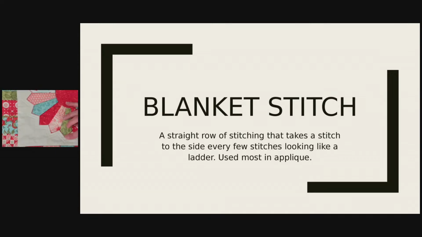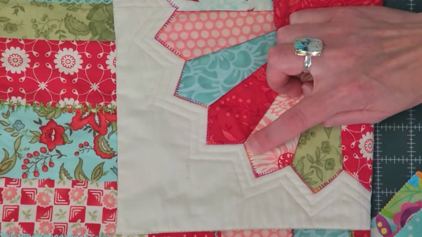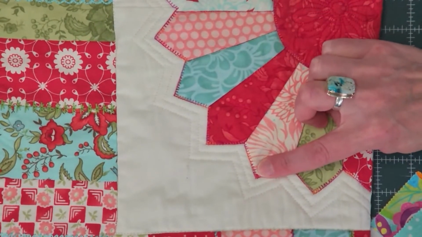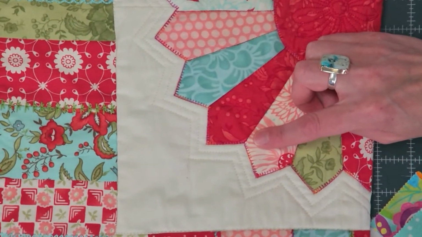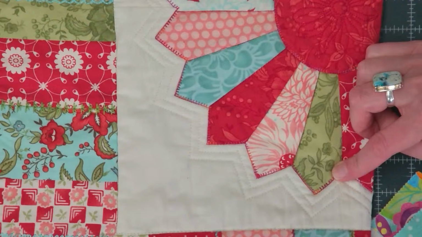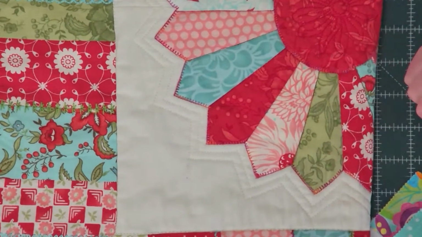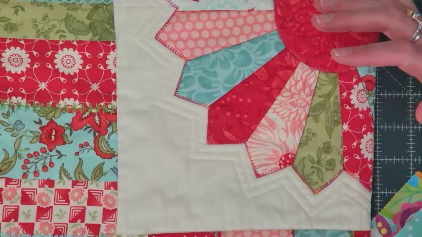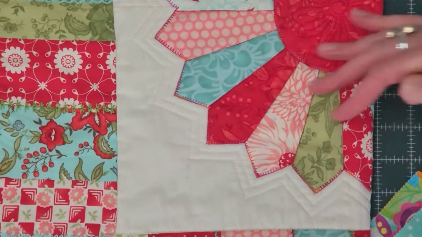If we go back here so you can see it, it just looks really great. It has that straight line along the edge, and then you always want the teeth of that blanket stitch to be going into the applique itself. And this is probably the number one stitch used for doing applique because of the way it looks, and it can really just add a lovely, almost hand sewing feel to any sort of quilting that you're doing.